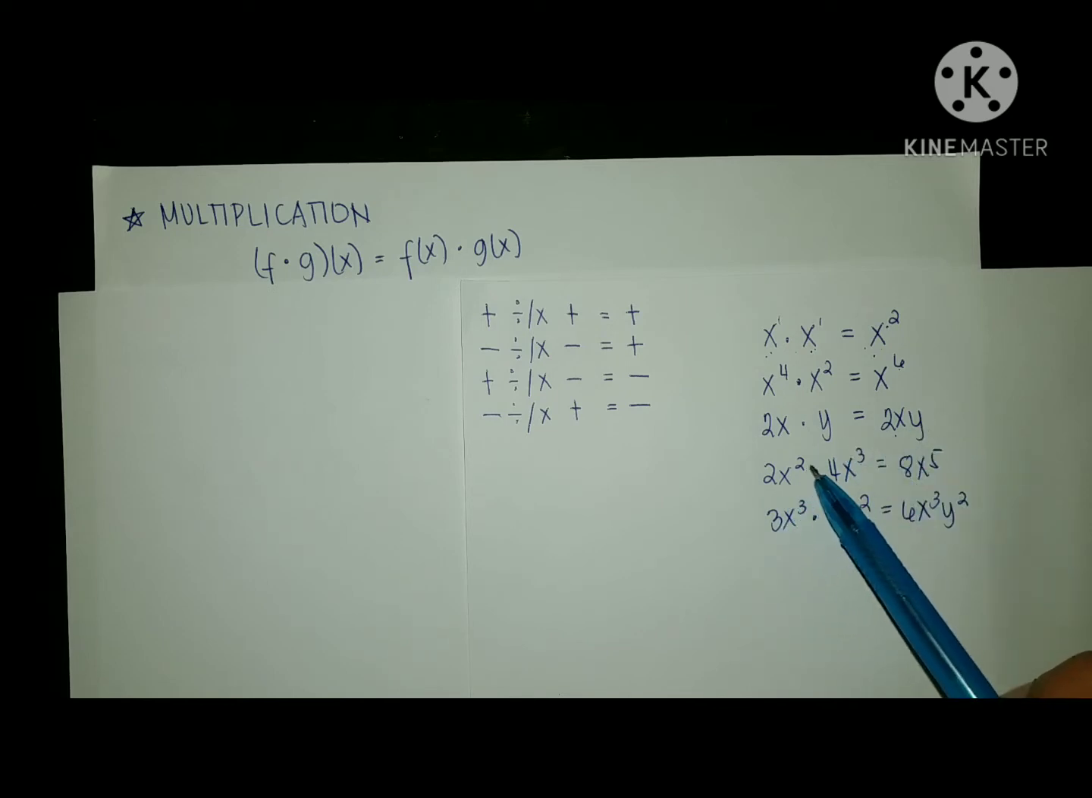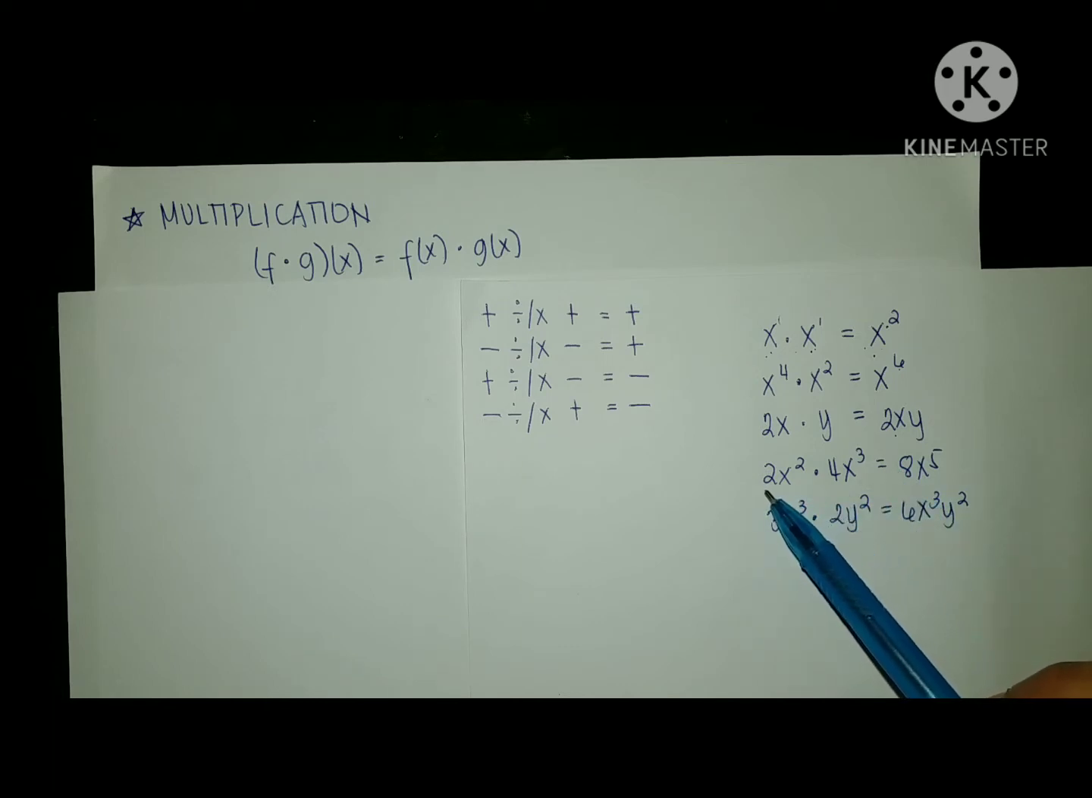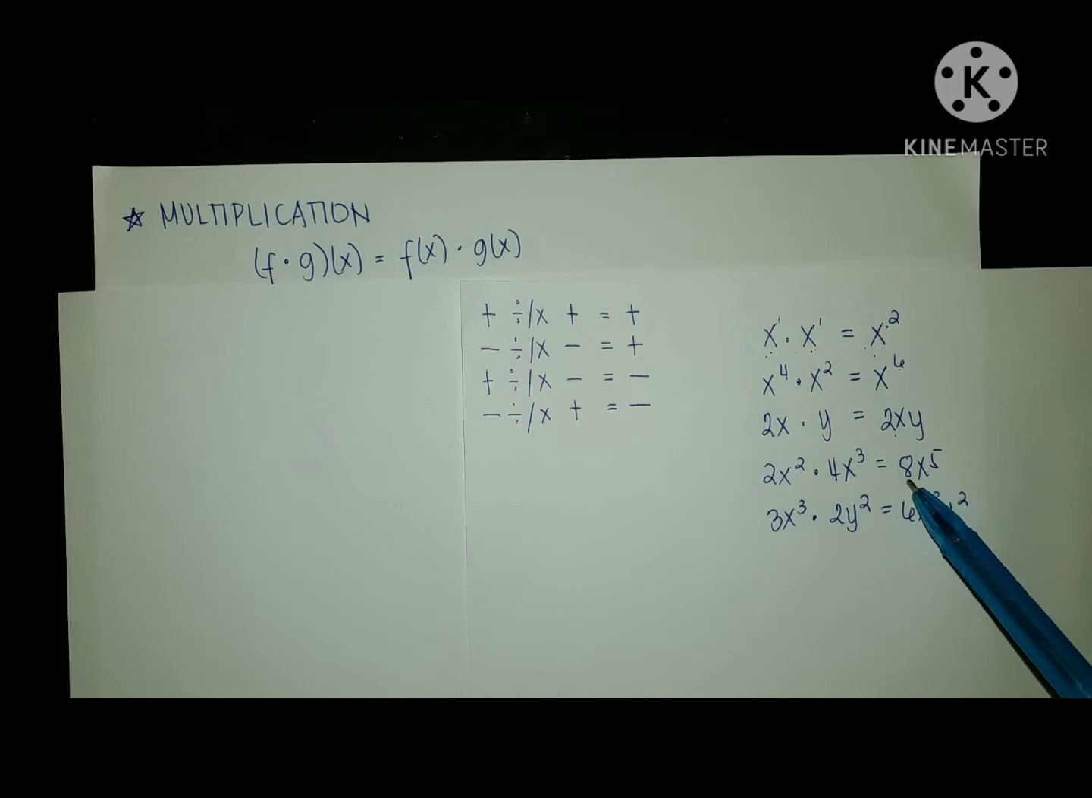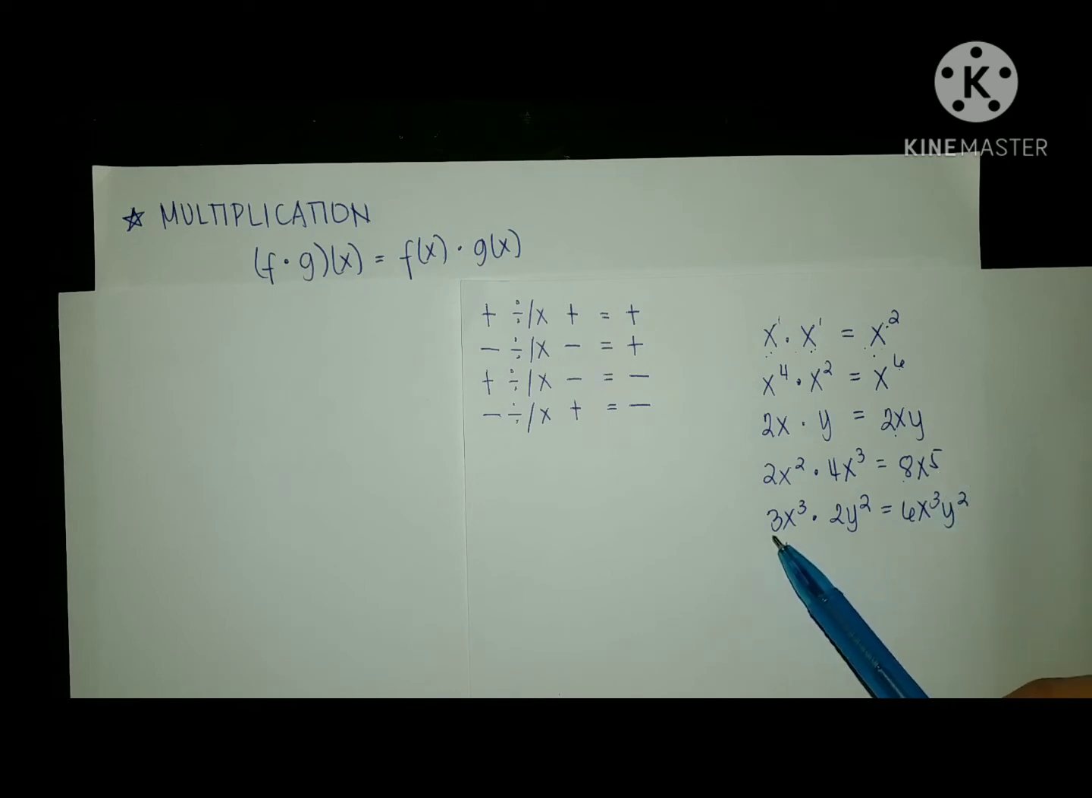Next, 2x squared times 4x cubed. So multiply the numerical coefficients. 2 times 4, that is 8. Then copy the variable, so that is x. Add the exponents of the common variables. So 2 plus 3, that is 5. The next, 3 times 2, that is 6. Copy the variables. We have x and y. Since there are no common variables, copy their exponents.